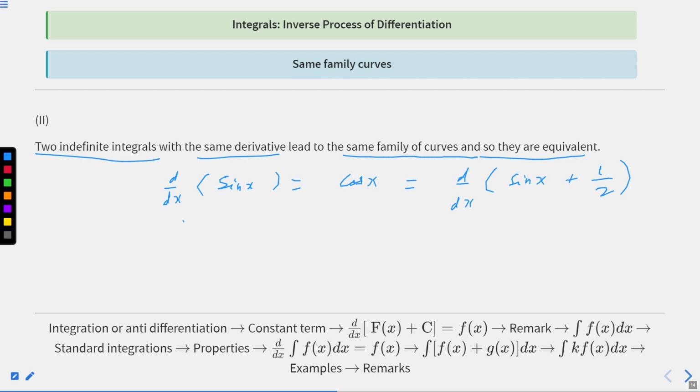What it means is that integration of cos x is the same as sin x plus some constant c. C could be anything now, constant 1, 2, 1 by 2.5 or pi, any real number. Okay, I hope it is clear to you. Okay, let us move next.